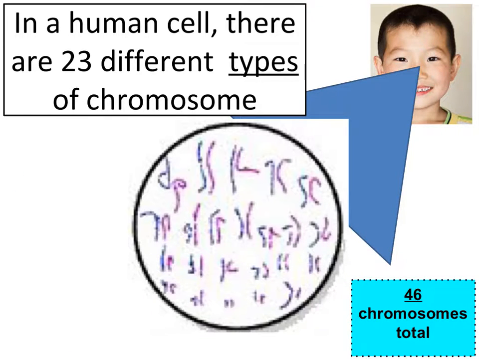And to put this in a scope that might be a little more interesting or a little more relevant to your lives, in a human cell, so we are taking a cell off this child's nose here, there are 23 different types of chromosomes. And since we are diploid as well, that means we have a total of 46 chromosomes.